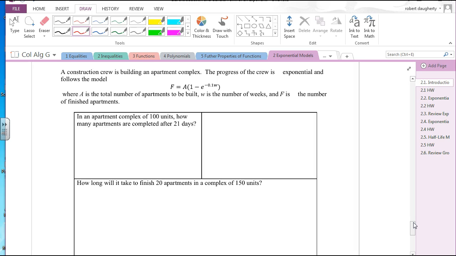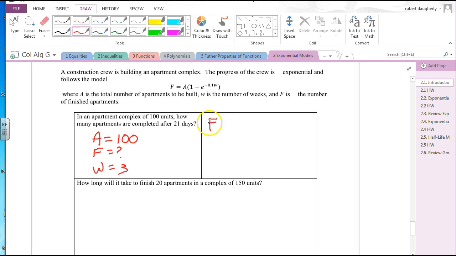So in this, 100 represents what variable? It's A. I've got 100 apartment units. What am I solving for? I'm solving for F. How many will I have? Okay, that's what I don't know. They tell me 21 days, but my model has time measured in what? Weeks. So how many weeks is this? 3 weeks, okay? So I need to plug in all of this into this equation.